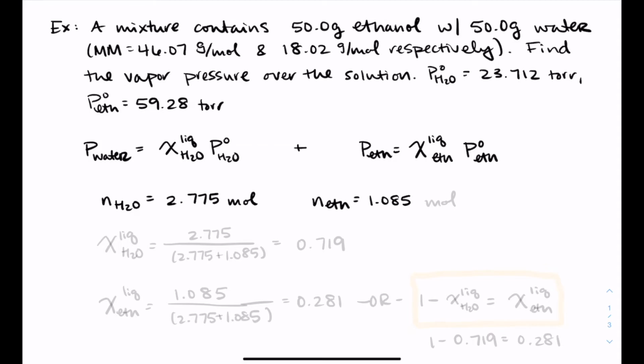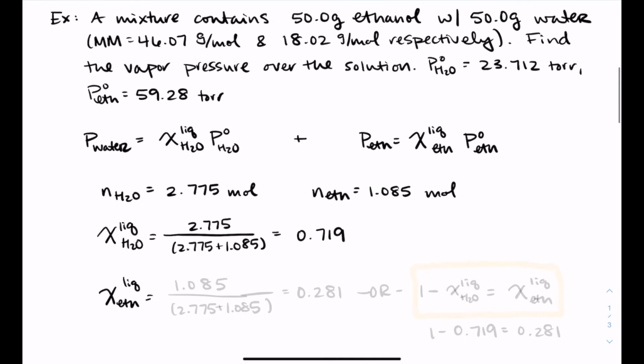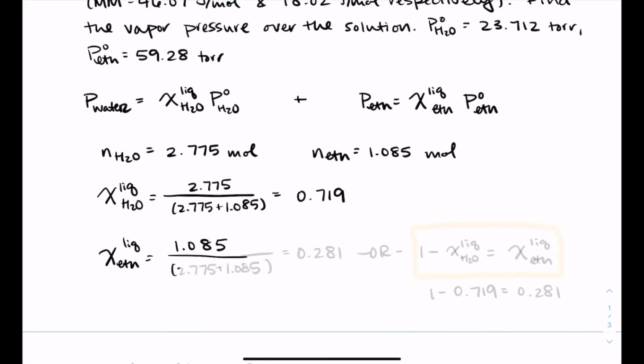So the mole fraction, we should find first because we already have the pure vapor pressures. 50 grams of water converted to moles is 2.775 moles, and 50 grams of ethanol converted to moles is 1.085 moles. So the mole fraction of water in the liquid is 2.775 divided by those values added together, which is 0.719. And the mole fraction in the liquid of the ethanol is 1.085 divided by those two numbers added together. So we get 0.281.